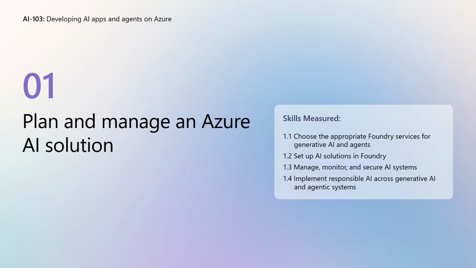All right, let's start with the objective domain 1, which is all about planning and managing your Azure AI solution. This covers choosing the right services, setting things up in Foundry, keeping everything secure, and making sure your AI behaves responsibly. It is 25 to 30% of the exam, so getting comfortable here is not optional. It is essential.